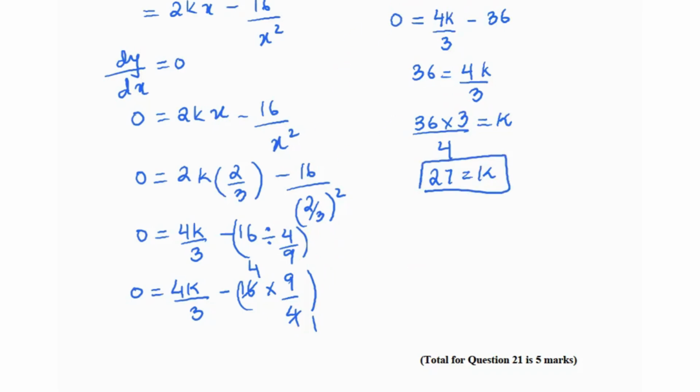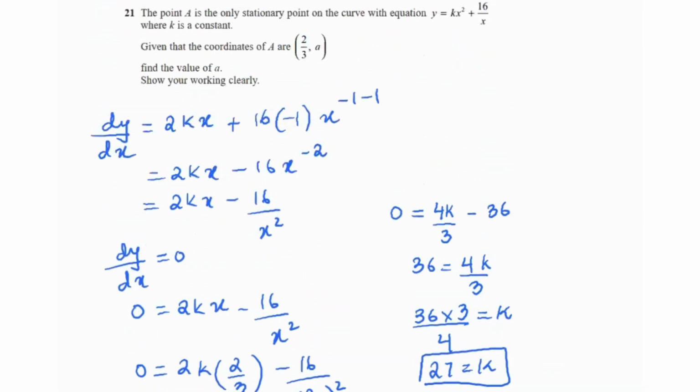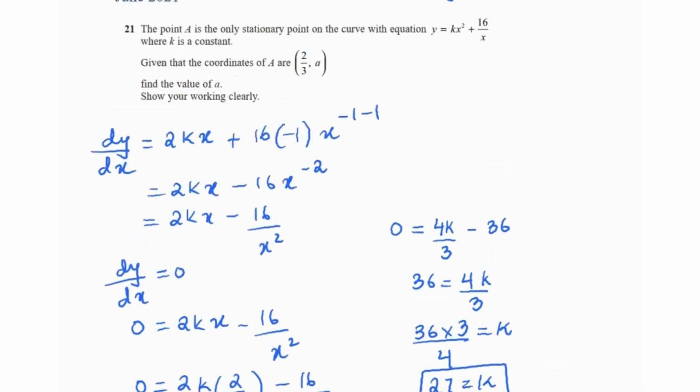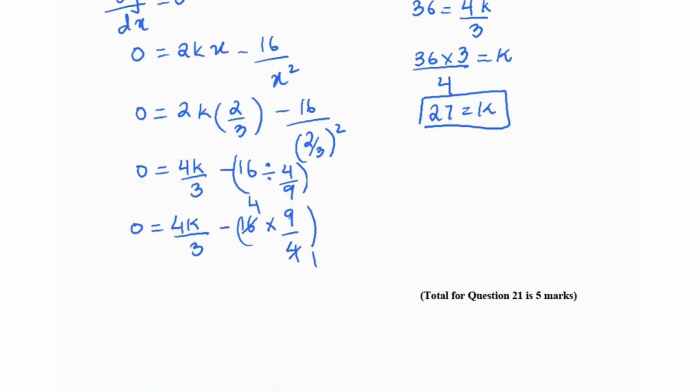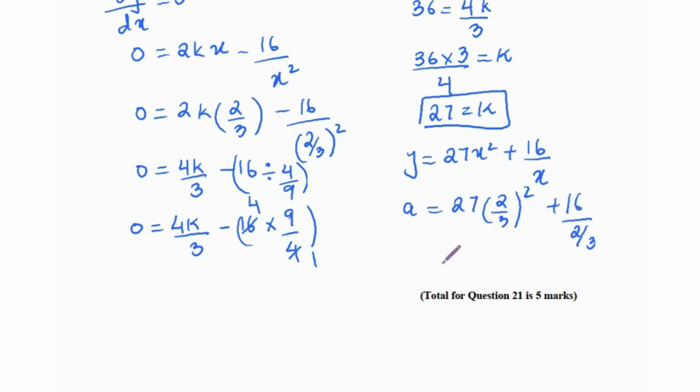So we substitute this back into the original equation and calculate our value of A. So the original equation is y equals kx squared plus 16 over x. So y equals 27x squared plus 16 over x. I have just replaced k with 27 because that's the value. Now, x is 2 over 3, y is A. So A equals 27 times 2 over 3 squared plus 16 divided by 2 over 3.